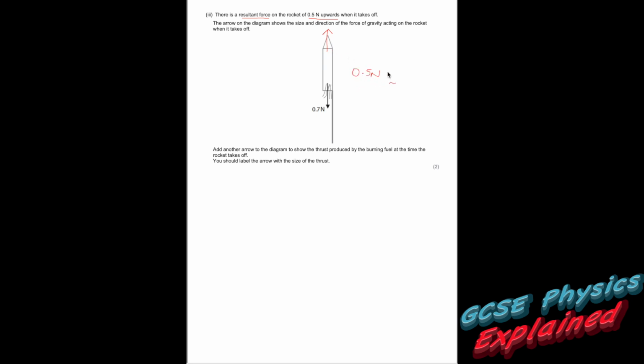0.5 newtons plus 0.7 newtons, which is 1.2 newtons if you're clever. Remember, a resultant force is the force that you get left with once you take opposing forces away from each other. So that force is going upwards, that force is going downwards. Take the bottom force away from the top force, and then you'll end up with the resultant force of 0.5 going upwards.